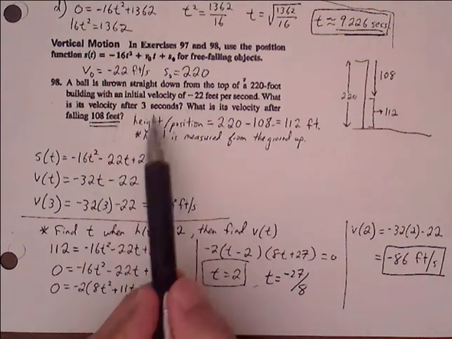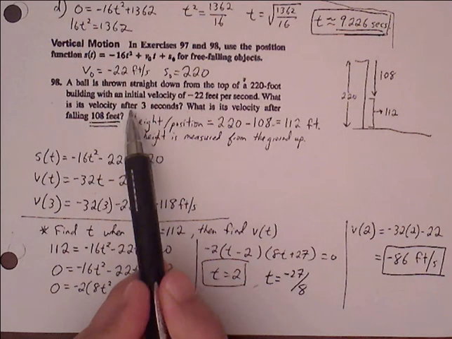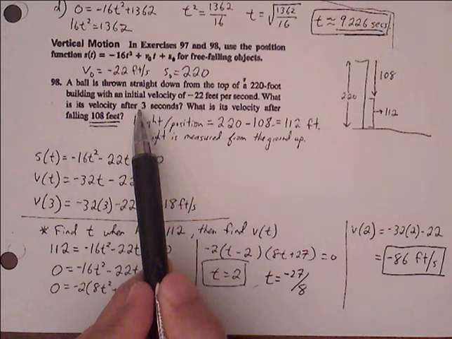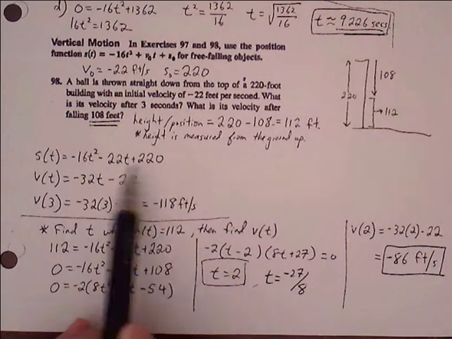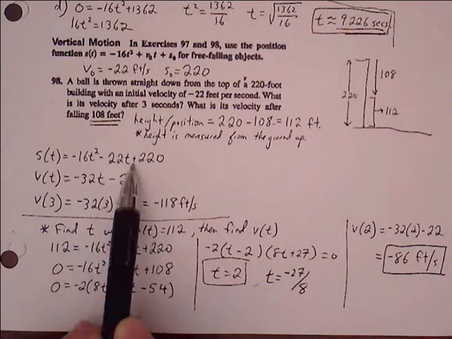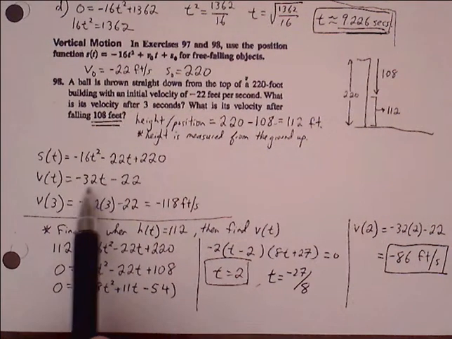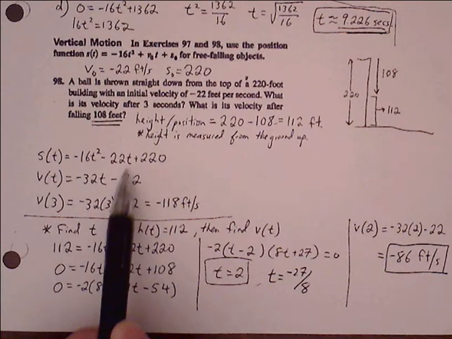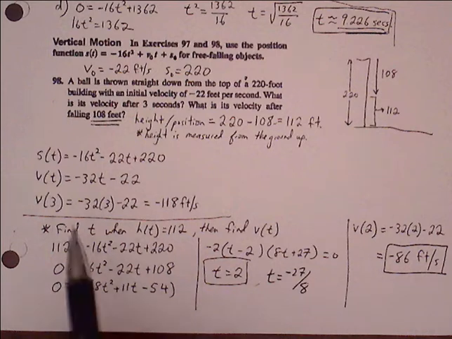It says, what's the velocity after 3 seconds? What's the velocity after falling 108 feet? So we know we have to involve velocity, so we have to work our way down to the velocity function. So again, we go through the power rule. Derivative of position is velocity. So going through the power rule, we get -32t, -22t becomes -22, and the constant will go to 0.